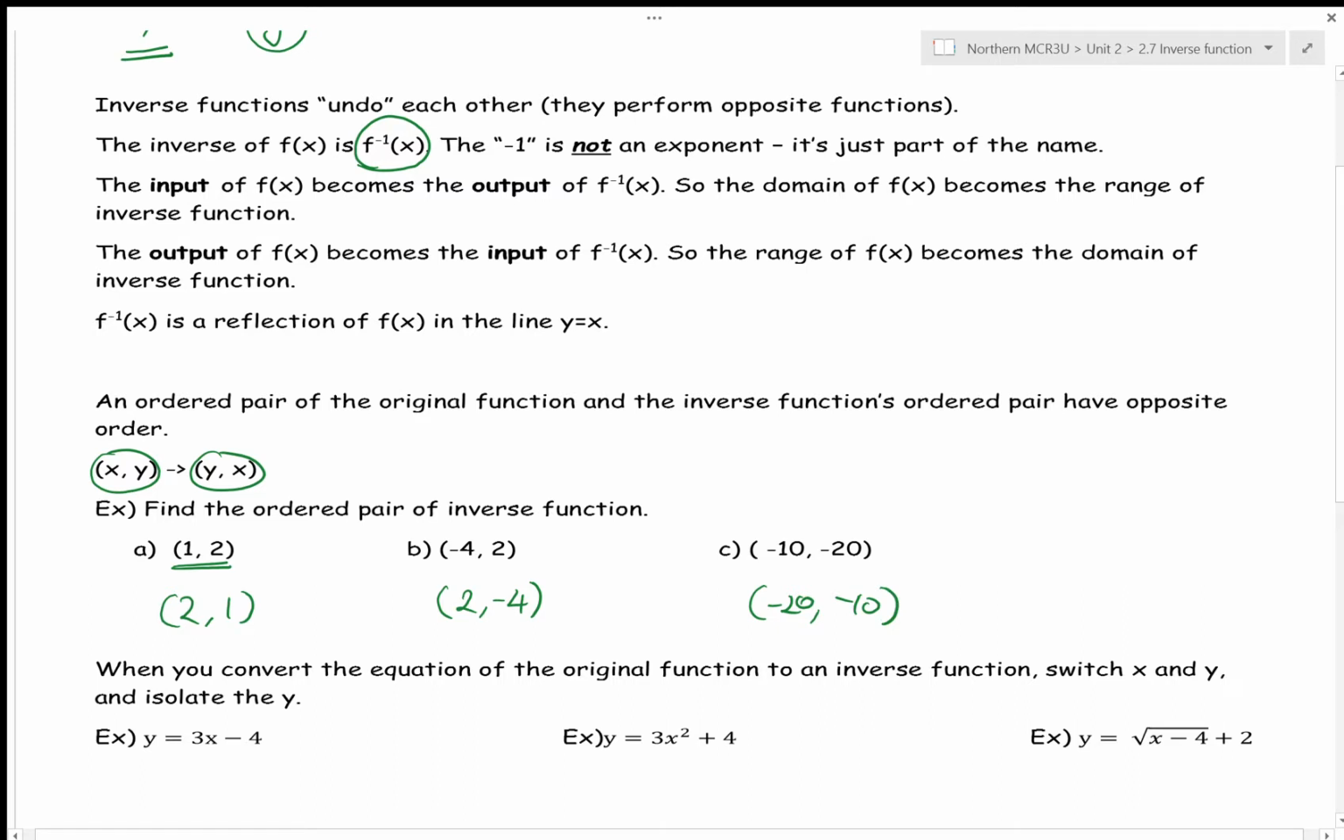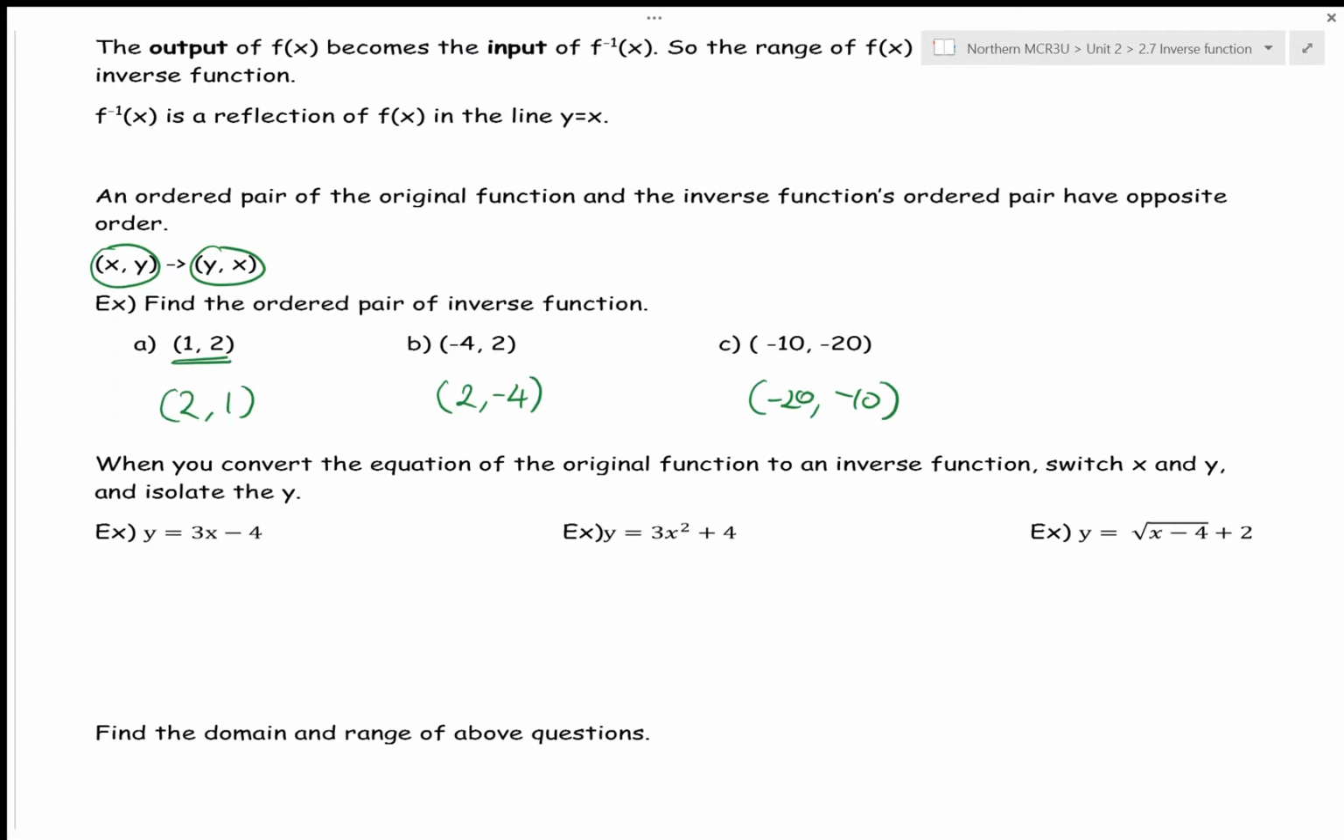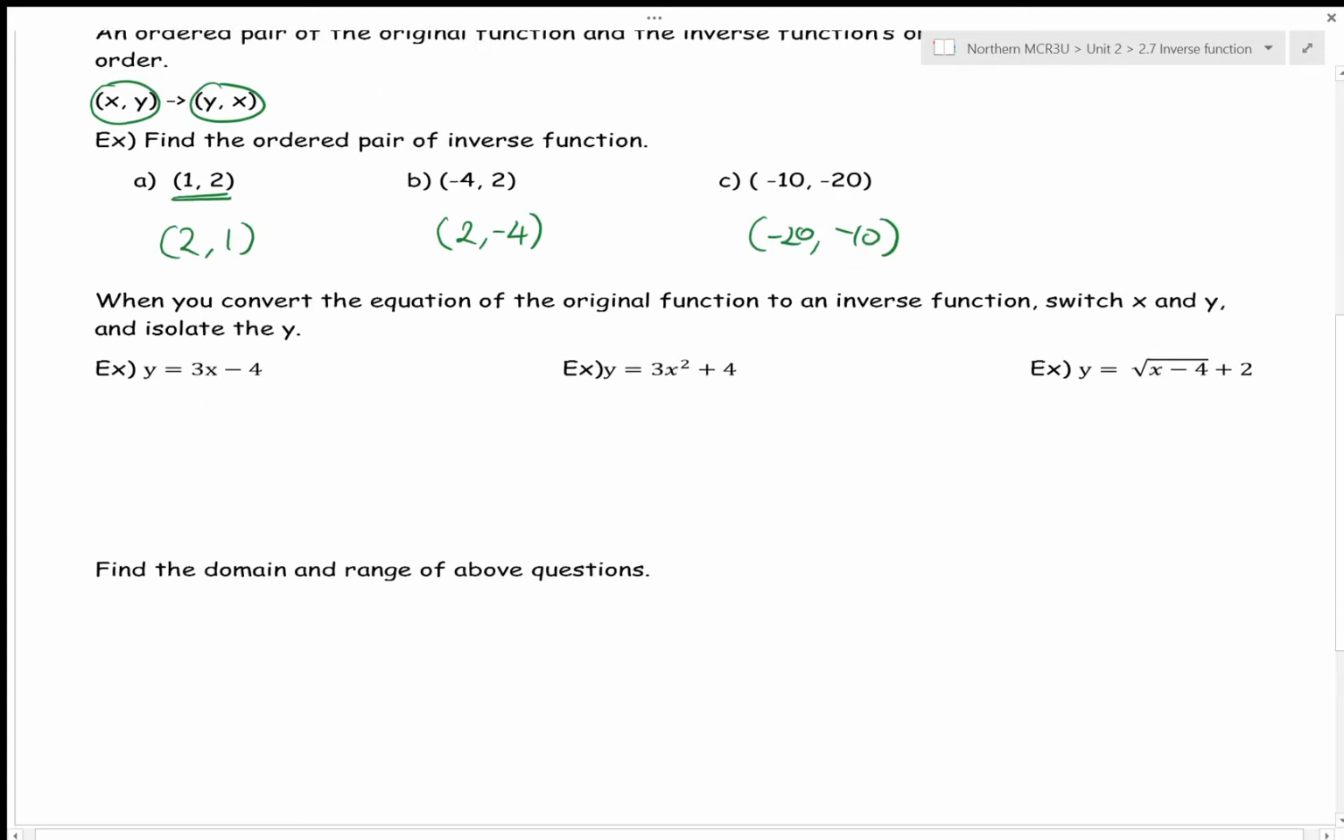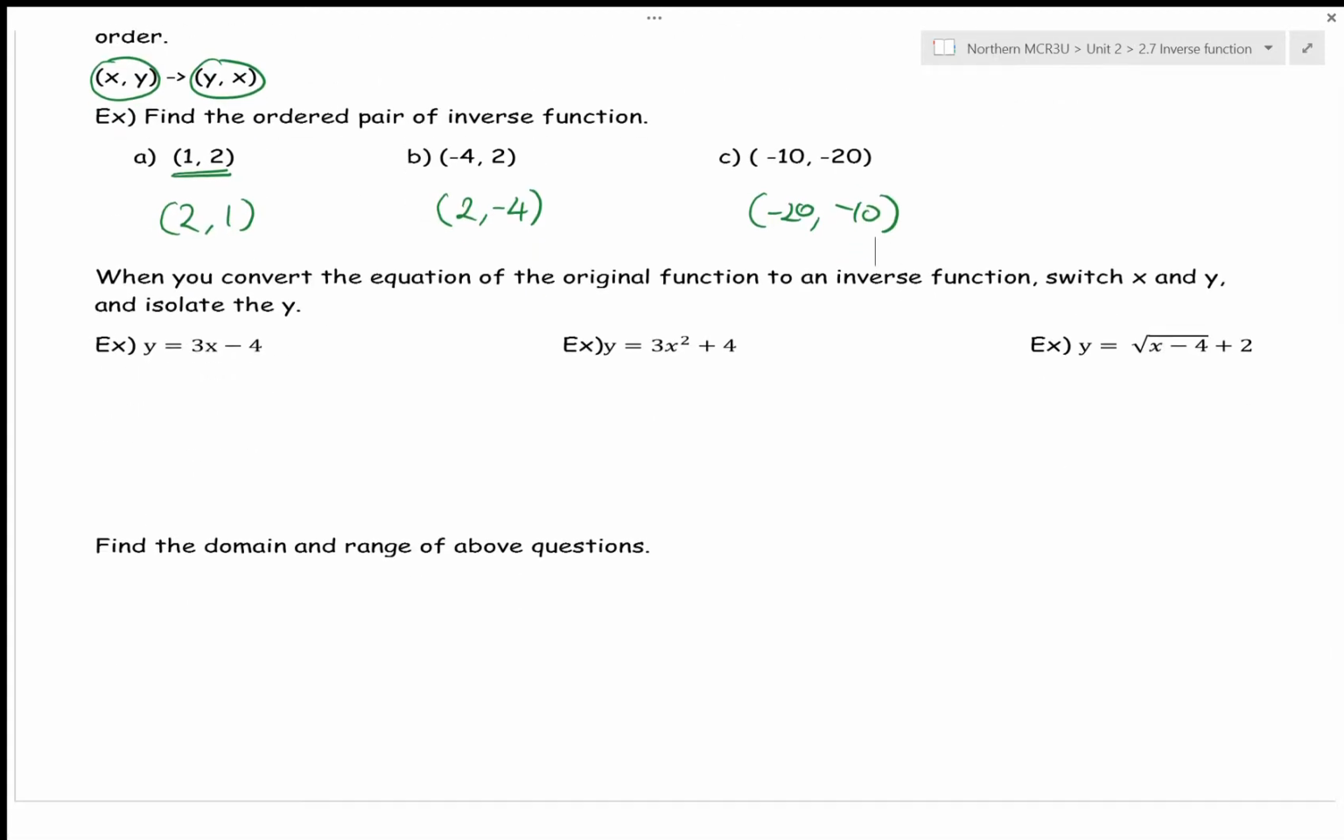It's a very simple concept. However, if you're confused, it may get very nasty. So do not be confused. It's just that your x and y values are switched. That's the inverse.